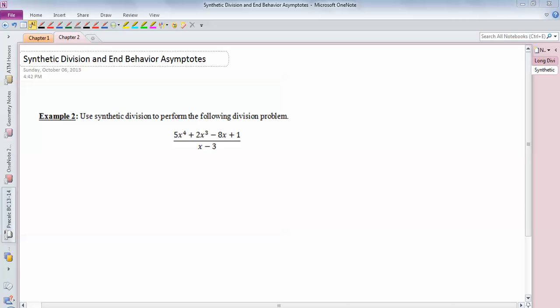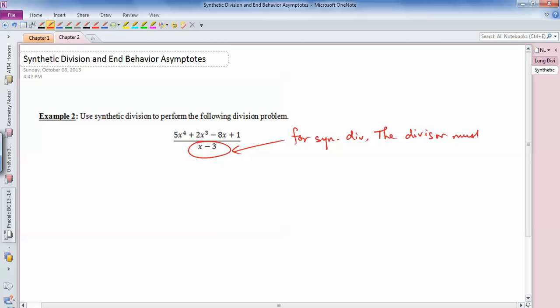Synthetic division is a shortcut to long division, but there's a restriction on it. You can't just do it with anything. You can only do it if the divisor that you have here... So let me write this. For synthetic division, the divisor must be a linear term with coefficient 1. Right, so basically that means it's in the form x minus some constant, or x plus a constant, however you want to think about it. But most textbooks say x minus a constant. So in this case, k is 3.